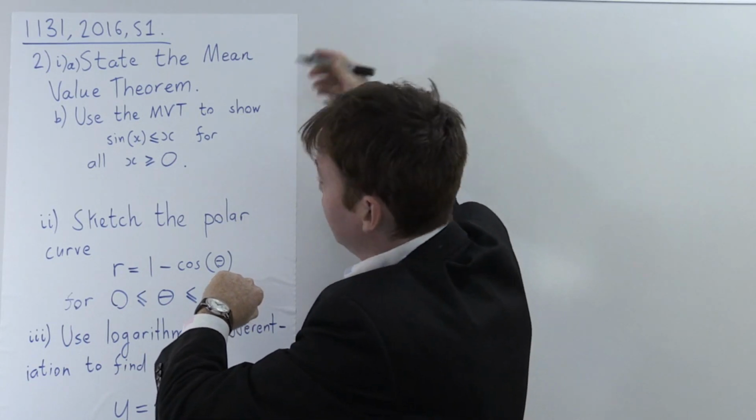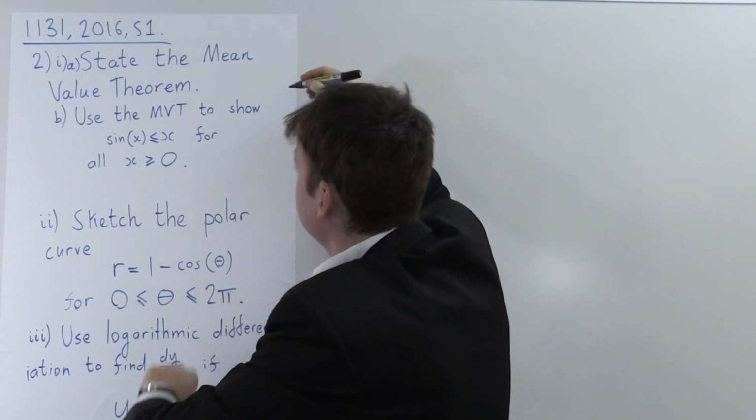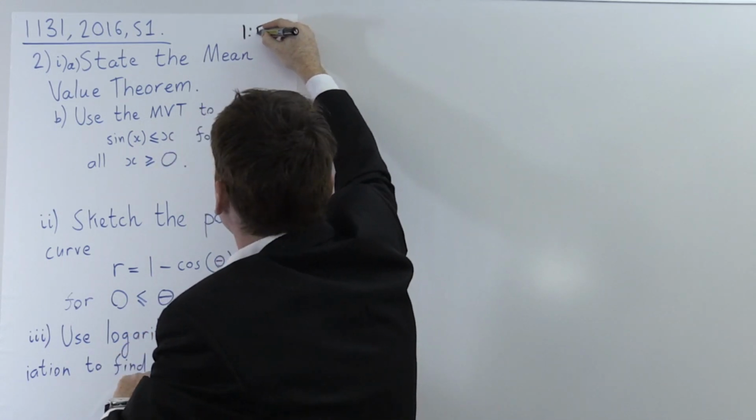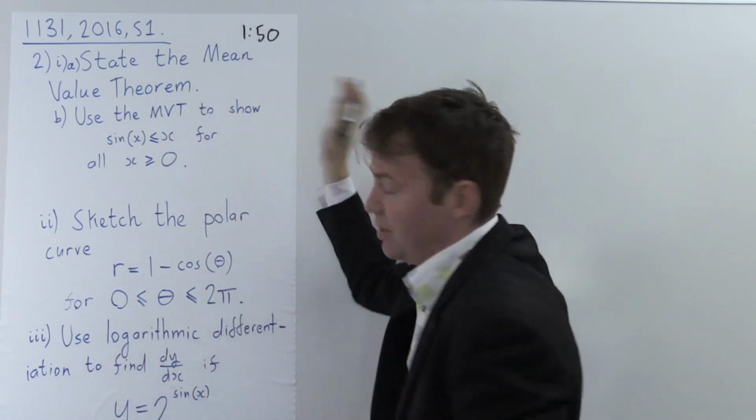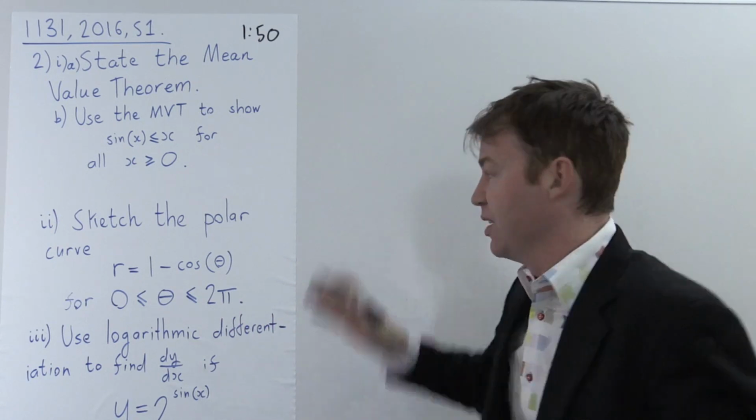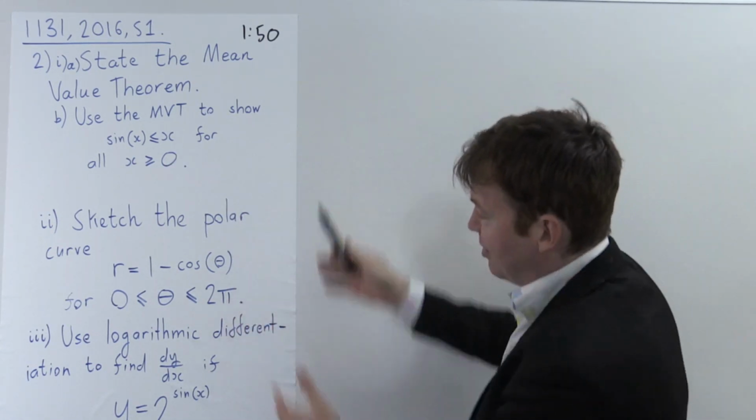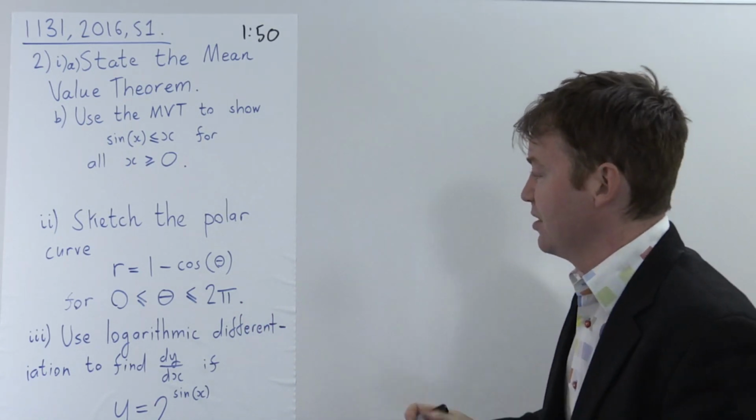Let's see. We're doing question 2, and it's now 20 past. So I might say that this is going to be 1:50. This is kind of indicating when I'm just going to tear this down and move on. Right. So back to the question. My question: sketch the polar curve of this on some range.